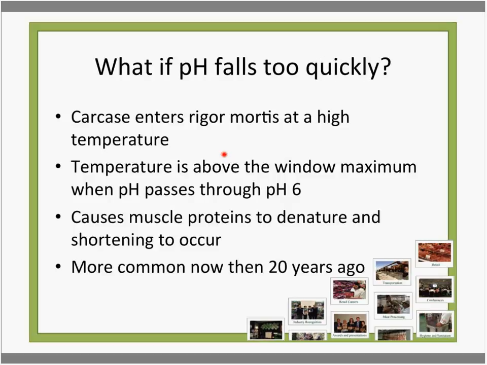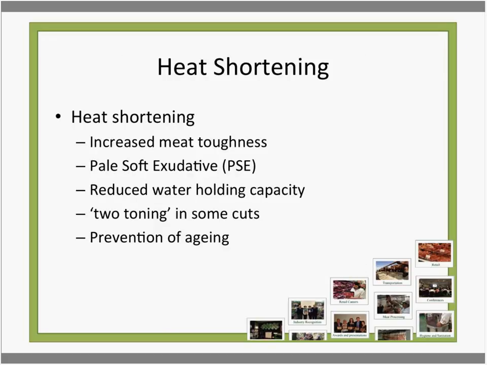So what happens if the pH falls too fast? With the pH hitting the rise at a higher temperature, the muscle proteins denature, and that causes toughness in the meat.